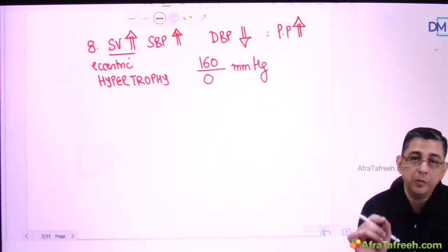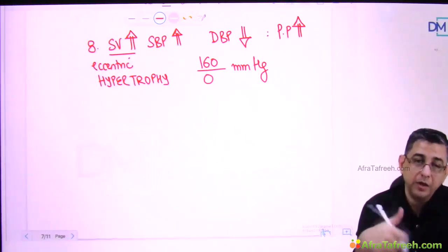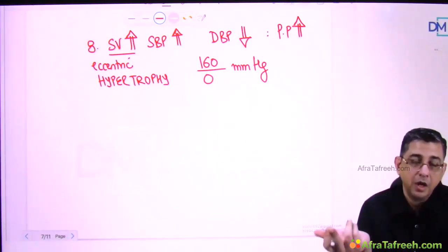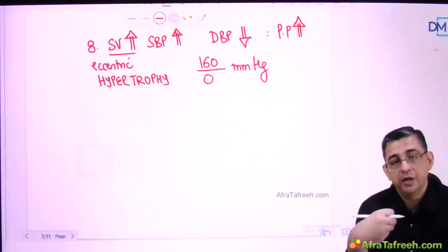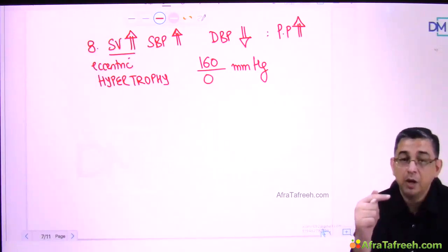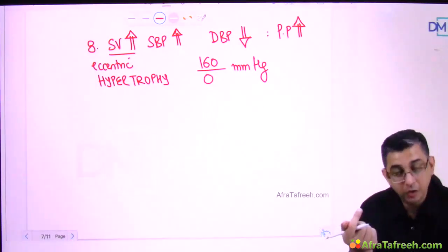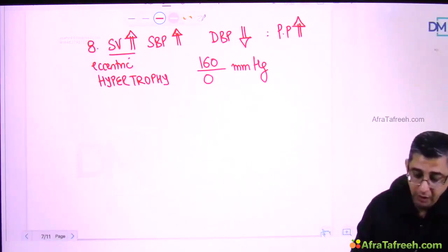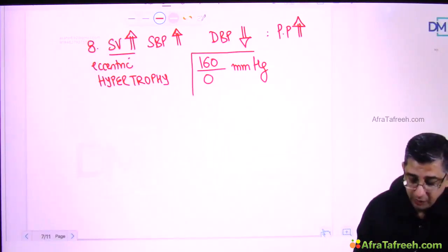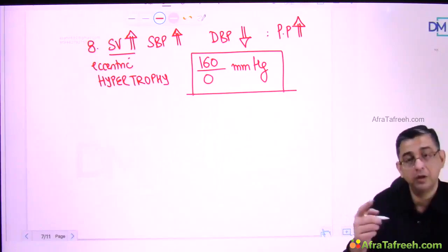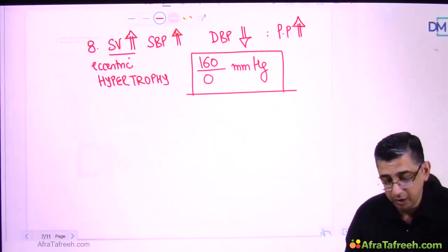Traditionally, when you record the blood pressure, when Korotkoff sounds disappear, that is when we say it is diastolic blood pressure. But here, you don't have to wait for the diastolic sounds to disappear. When they become muffled, that is to be taken as diastolic blood pressure. So there is a possibility that if you are taking the BP of this particular patient, because the Korotkoff sounds will be heard right till 0, the BP might be recorded as 160 by 0.